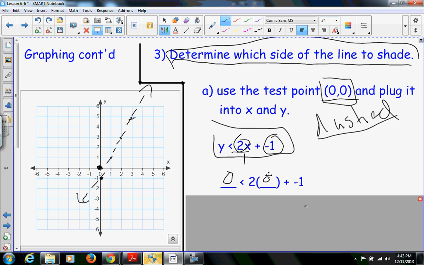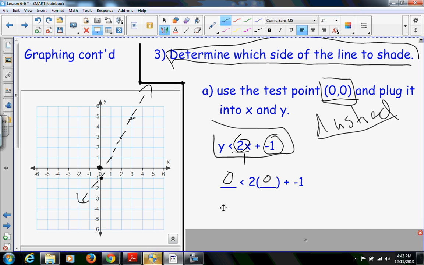Instead of x, I'm going to write 0, and I'm going to simplify. 0 is less than 2 times 0, which is 0, plus 1. Simplifying, I got 0 is less than 1.